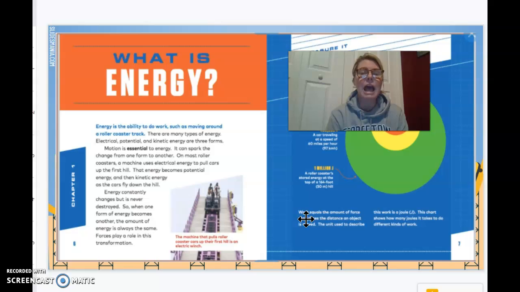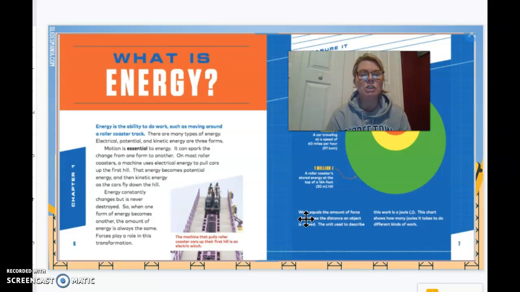As I reflect on that, I see that it is giving me the definition of energy, ability to do work. And then it gives me an example, moving around a roller coaster track. So what I can ascertain is that energy is required to move around a roller coaster track. There are many types of energy. Electrical, potential, and kinetic energy are three forms. This goes on to further explain energy and the three different forms, electrical, potential, and kinetic. That is answering the question for the title of this content page. What is energy?